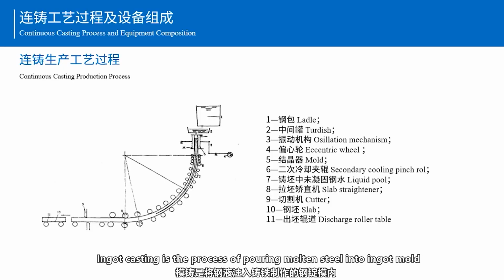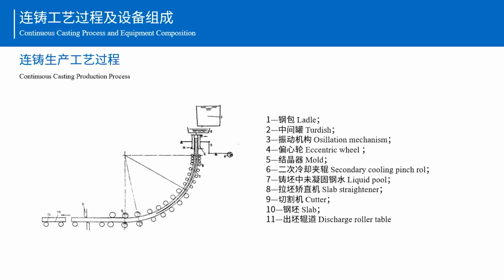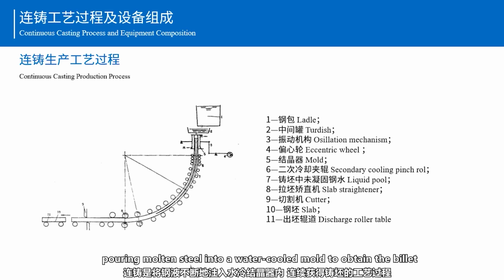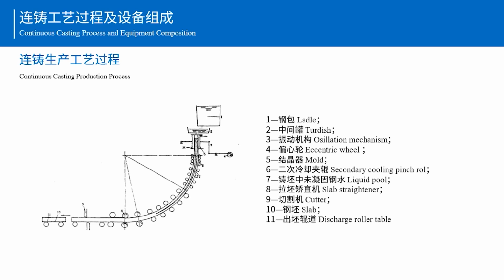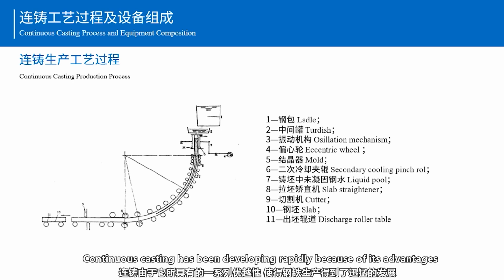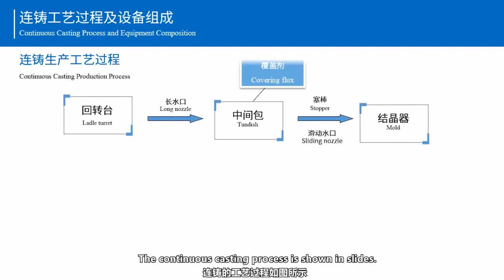Ingot casting is a process of pouring molten steel into an ingot mold made of cast iron and cooling it until it solidifies into an ingot. Continuous casting is the process of continuously pulling molten steel into a water-cooled mold to obtain the billet. Ingot casting has been basically replaced by continuous casting. Continuous casting has developed rapidly because of its advantages. The continuous casting process is shown in the slide.